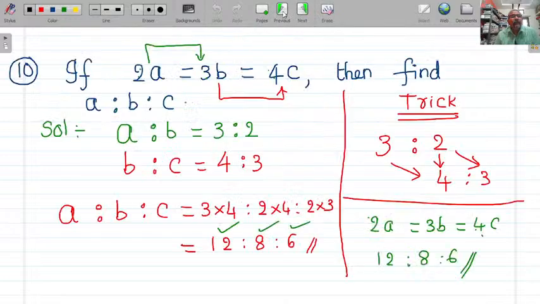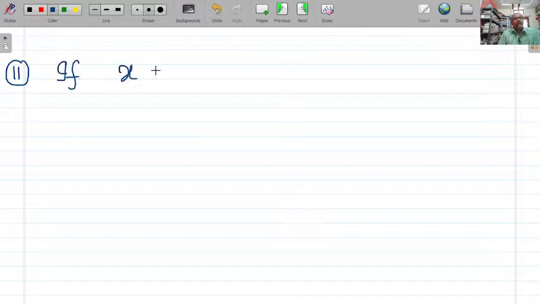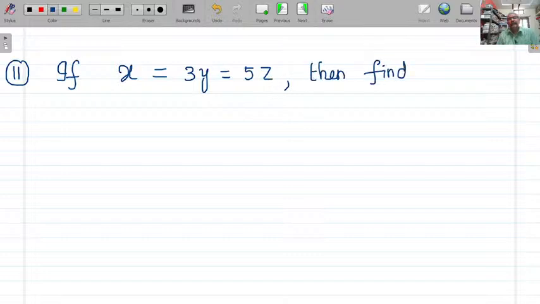So next, 11th question. Let's have a discussion on the 11th question. Right. If x is equal to 3y equals 5z, then find x is to y is to z. X is to y is to z.